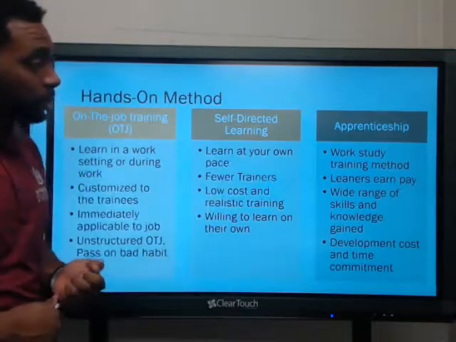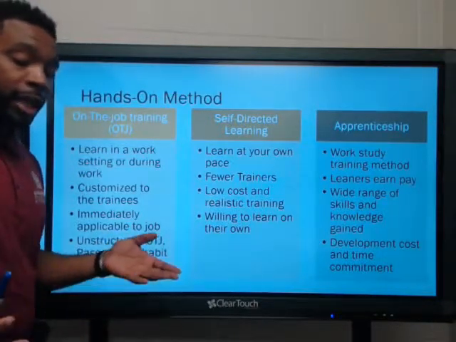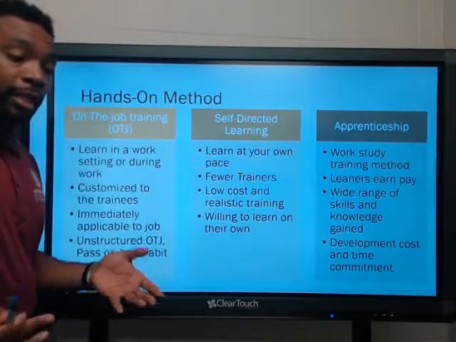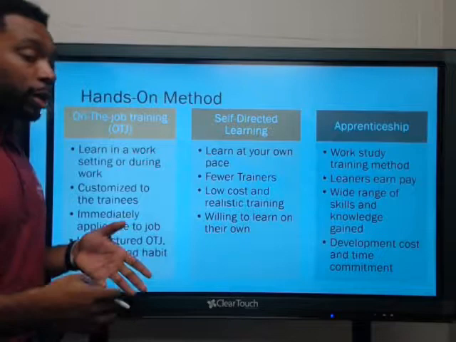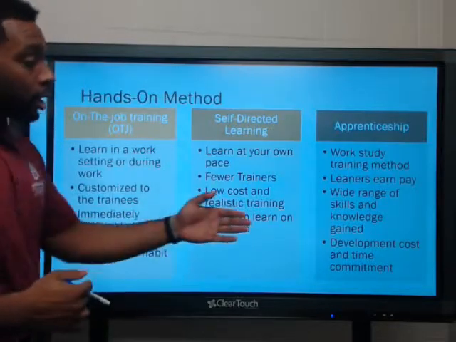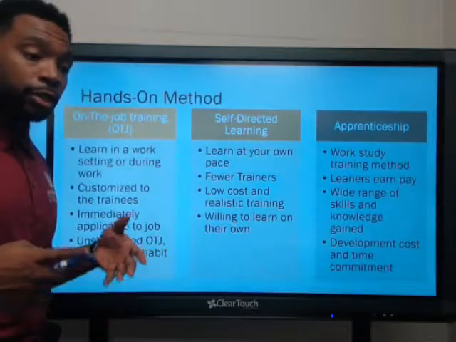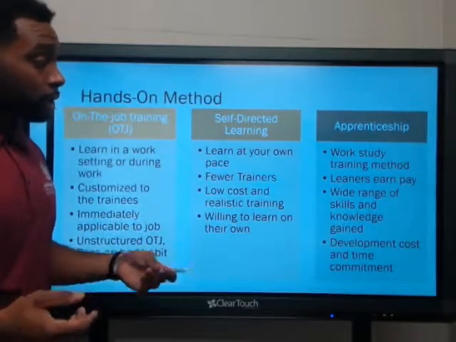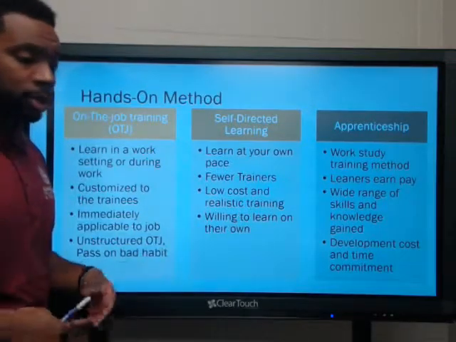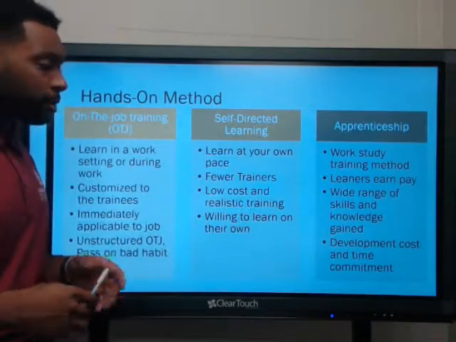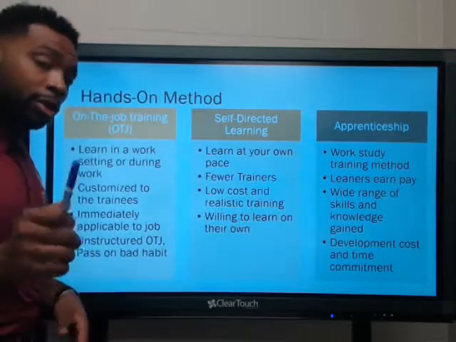And next to it, we have apprenticeship. One of the oldest methods of getting stuff done is the work-study training method, meaning that they have classroom work and then they come back to the job to get on-the-job training as well. And you see how these all are connecting now. And of course you get paid for it because you're learning at the job and you're going to the classroom to learn from there to get the book smarts. And it's a wide range of skills and knowledge because you're working in two environments and you're getting the best of both worlds. But one of the main drawbacks: development, cost, and time commitment.